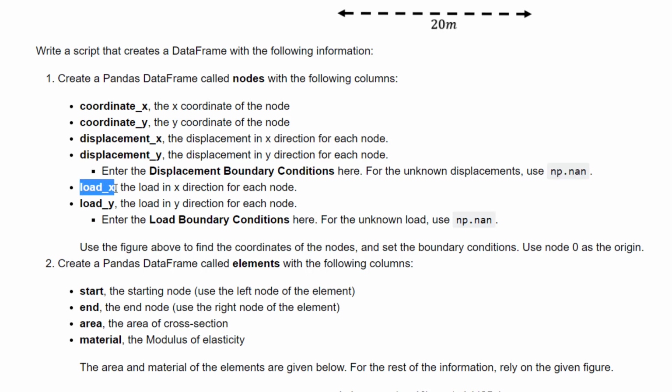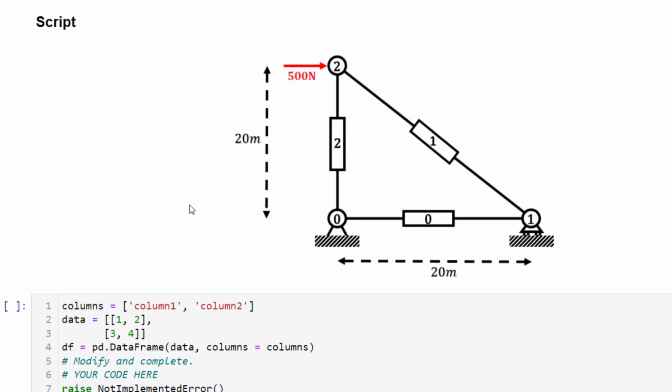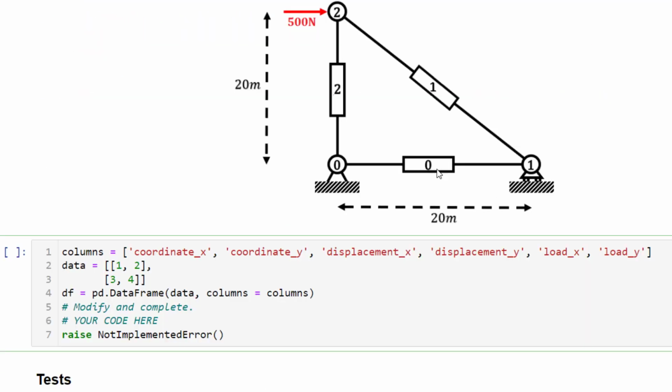And the same thing for the load. If it doesn't have any applied loads, it's a reaction load, then you have to set it as np.nan. Okay, so let's do that first. Now let's look at node 0. So node 0 is going to be the first row.